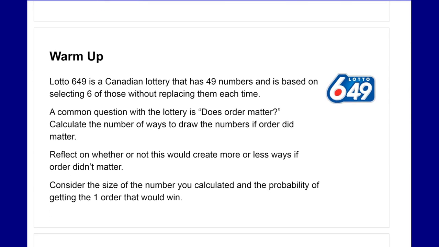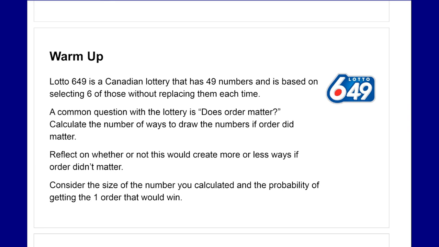Another warm-up. In Lotto 649, if you haven't heard of it, it is a Canadian lottery, and it has 49 numbers and is based on selecting 6 of them without replacing them each time. So hence Lotto 649, selecting 6 of the 49 numbers. Now a common question with the lottery is, does order matter? Does the order matter when we're selecting our lottery numbers, or when they select the winning numbers?